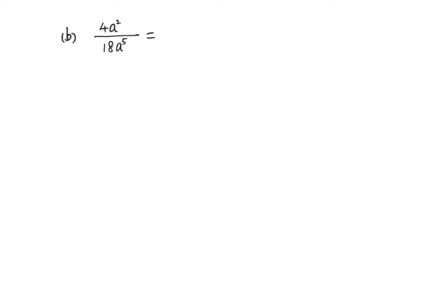That's it. Here we apply the same skills. We separate the number and the unknown first. So we separate 4 over 18 times a to the power 2 over a to the power 5. So 4 over 18, we just use the skills for simplifying fractions. So you divide it by 2 for the upper part. 4 divided by 2, you get 2. 18 divided by 2, you get 9. So you have 2 over 9 for the number.